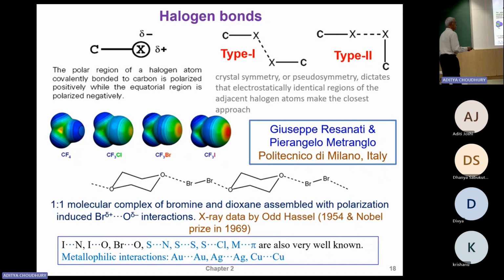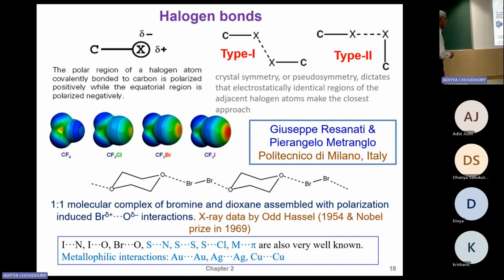Two people who have contributed to this are Resnati and Metrangelo, from Italy. They have done lots of work. If you look at some of their work, they always publish in Nature Chemistry, Nature, Science or Angewandte kind of thing in the past 20 years. So halogen bonds are important.